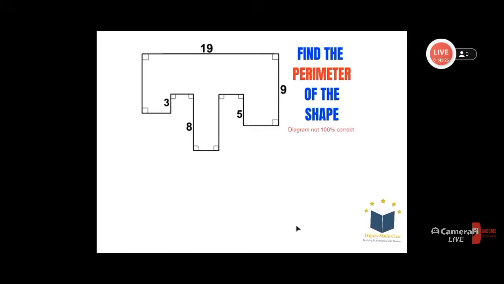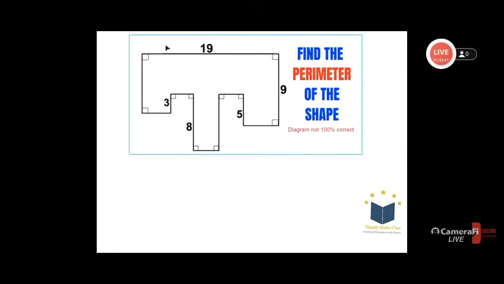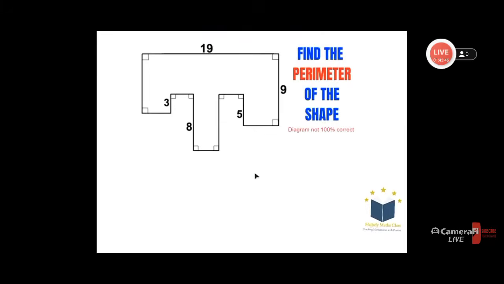Today we want to find the perimeter of this shape. And please don't forget that the diagram is not 100% correct. So there are some assumptions that I'm going to make in line with this general assumption that the diagram is not 100% correct. The horizontal line here is 19. So the horizontal line below should also sum up to 19. That is, if you have this horizontal line A, B, C, D, E, everything should sum up to 19.